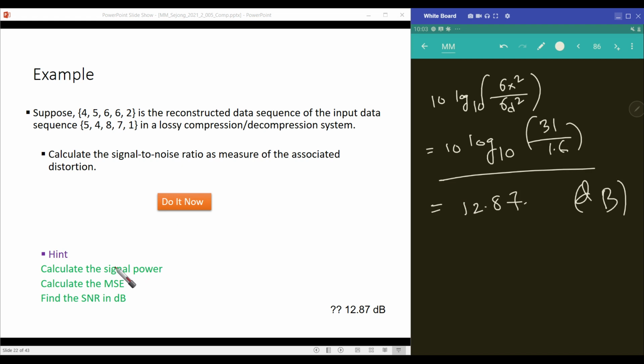So we calculated the signal power, which we know is 31, and then we calculated the MSE, and we saw this MSE is 1.6, and then we found the SNR, which is just the ratio of these in terms of dB. This becomes 12.87. Now definitely you can do some other examples yourself, or you will find some in assignments or something.